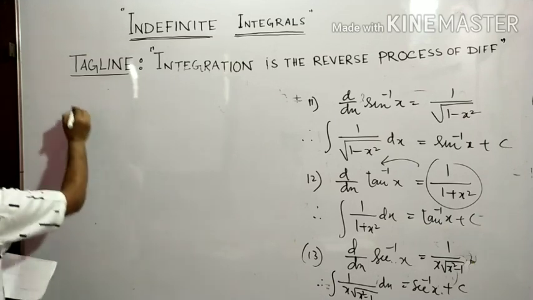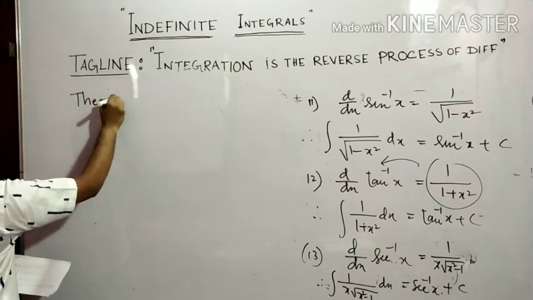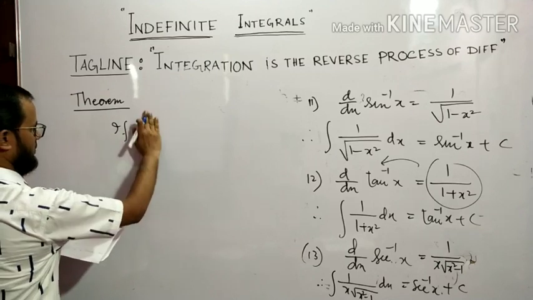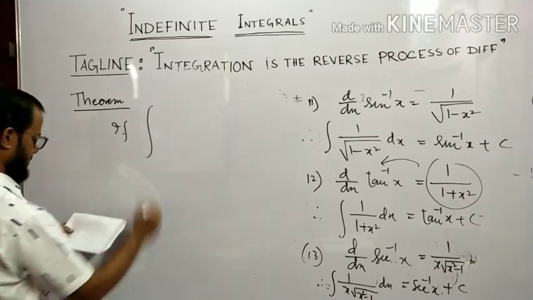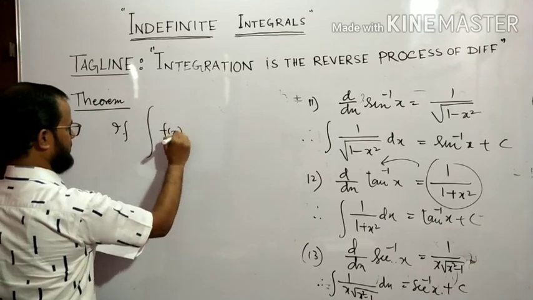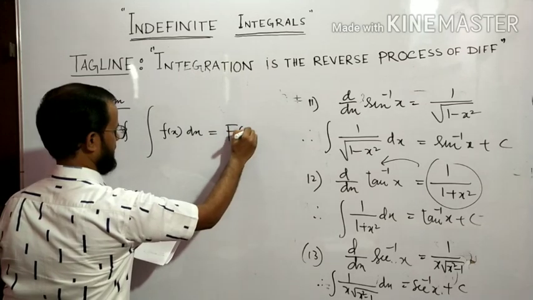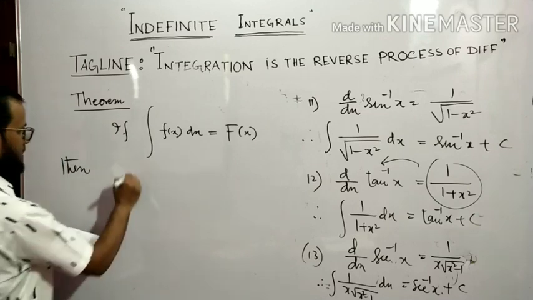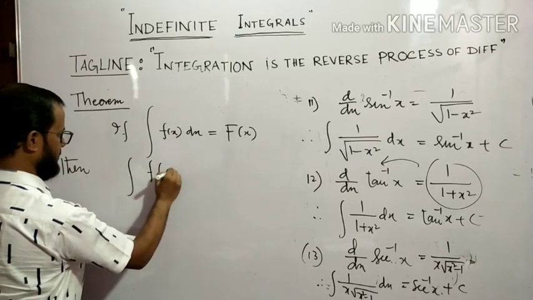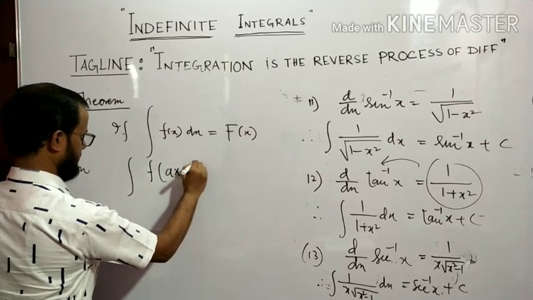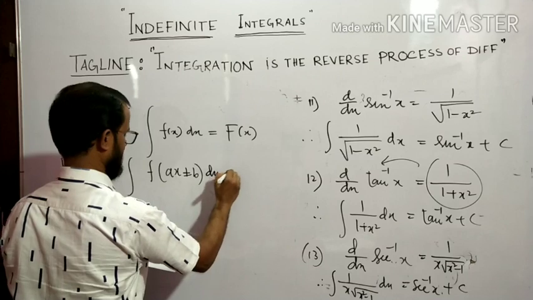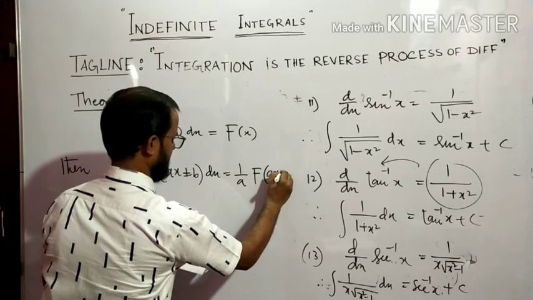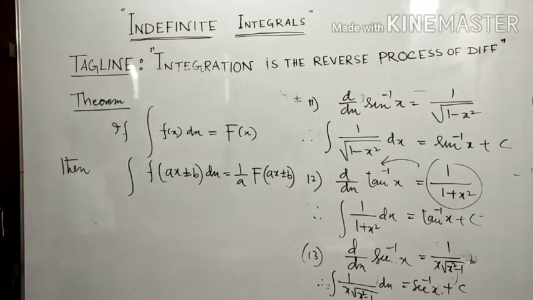So this is a theorem, and it is also considered a formula. The theorem is: if integration f(x) dx is equal to capital F(x), then integration f of (ax plus minus b) dx is equal to 1 by a into capital F of (ax plus minus b). This is a very, very interesting formula.